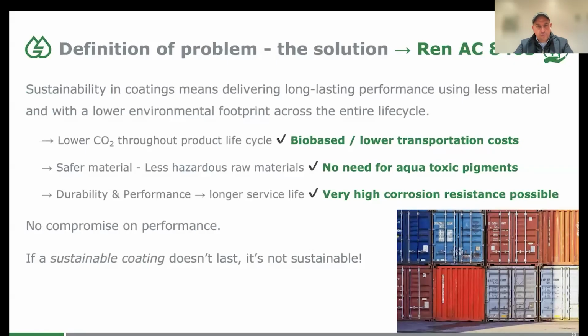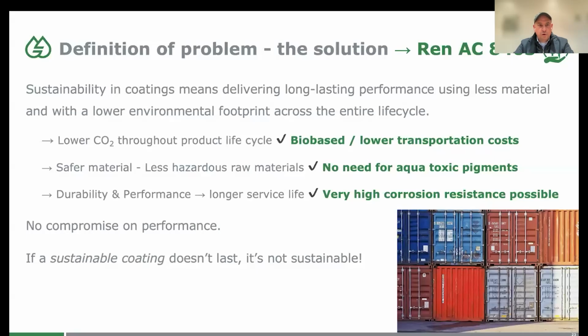So we started with the definition of the problem. Now we see that there is a solution based on Ren AC 8403. Sustainability in coating means delivering long-lasting performance using less material with a lower environmental footprint across the entire life cycle. So we have a lower CO2 footprint through the product life cycle because it's bio-based. We have lower transportation cost, and we'll go to that in a minute.